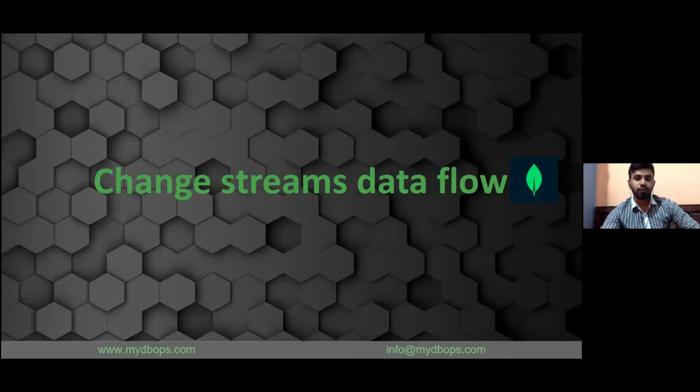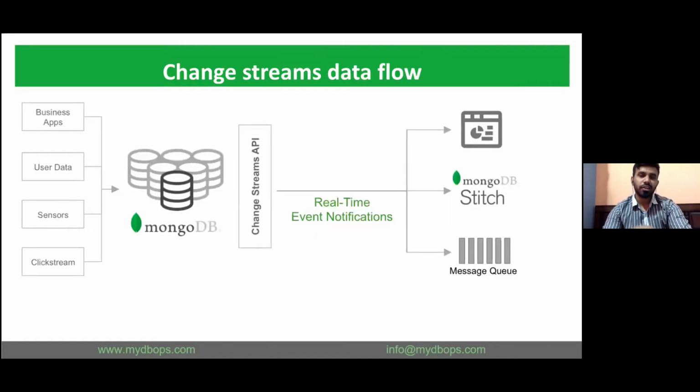So, change stream data flow. Change stream data flow is very simple. As you can see in the picture, let us consider we are receiving data from various sources. Every day-to-day database engineer knows where the data is coming from, that it comes from various sources and goes into the database. The same happens here. When change streams come into the picture, change stream uses an API. By using the change stream API, we can send notifications to your custom application.